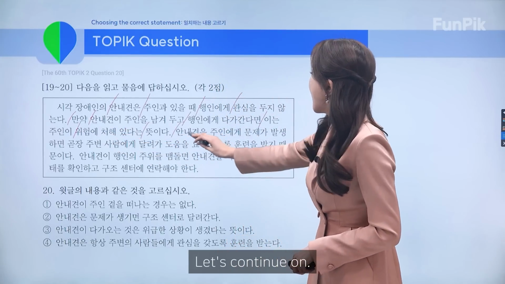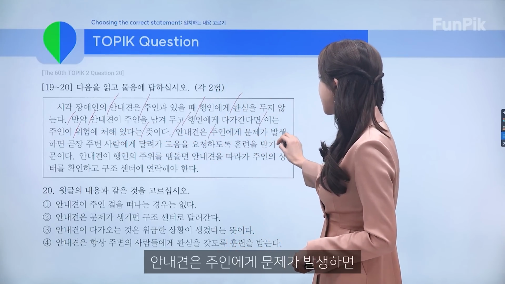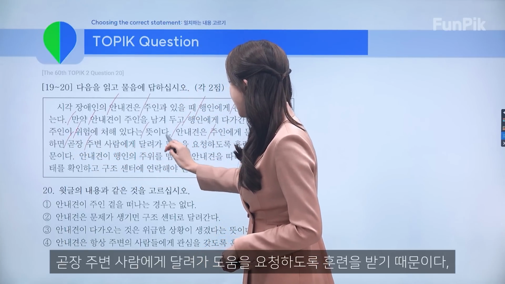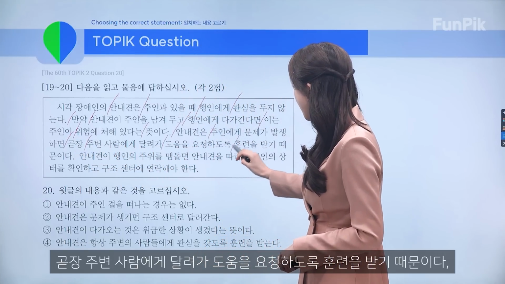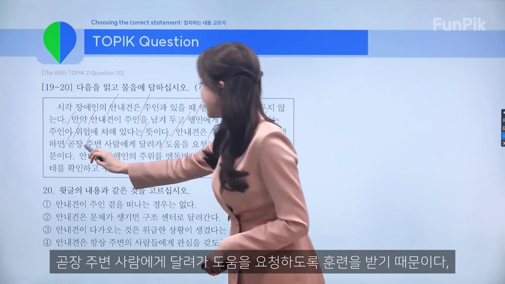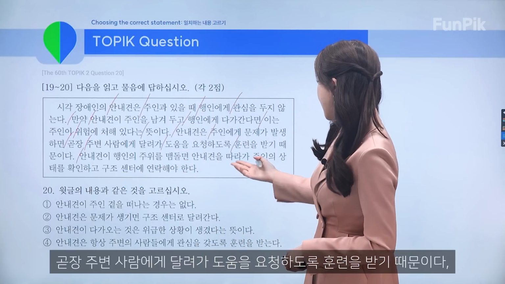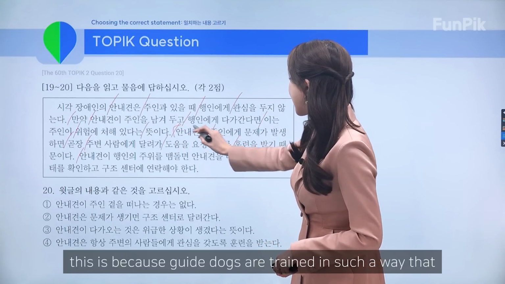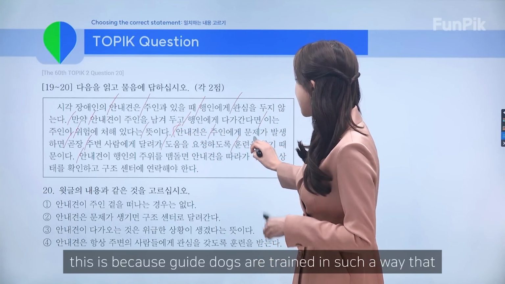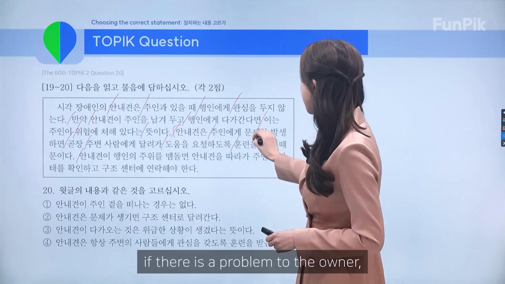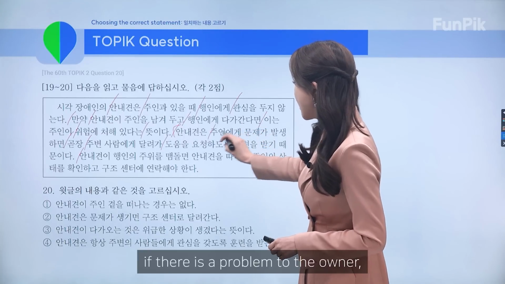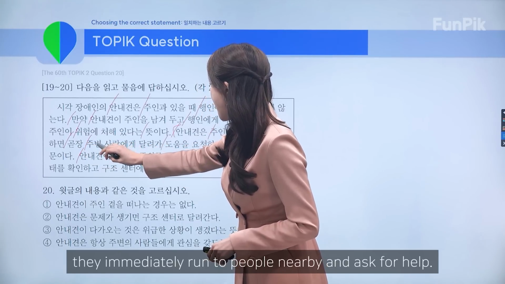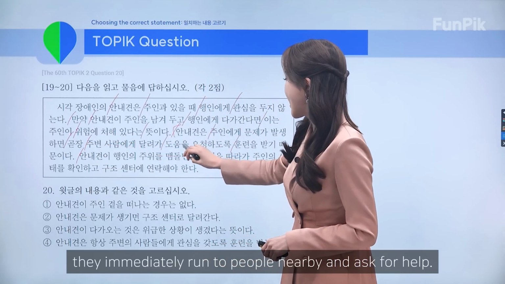Let's continue on. 안내견은 주인에게 문제가 발생하면 곧장 주변 사람에게 달려가 도움을 요청하도록 훈련을 받기 때문이다. Alright, where is it? Here. Alright. This is because guide dogs are trained in such a way that if there is a problem to the owner, they immediately run to people nearby and ask for help.